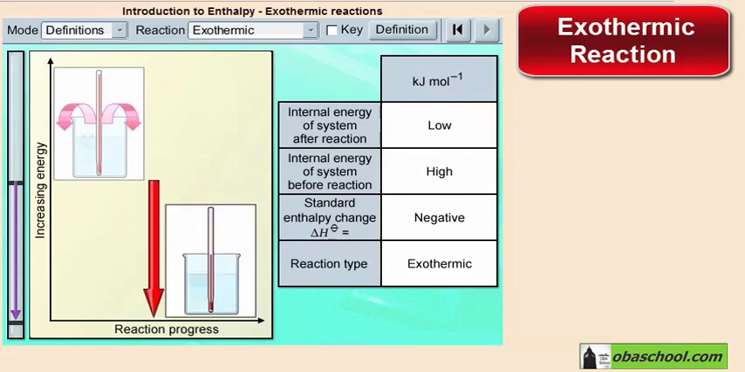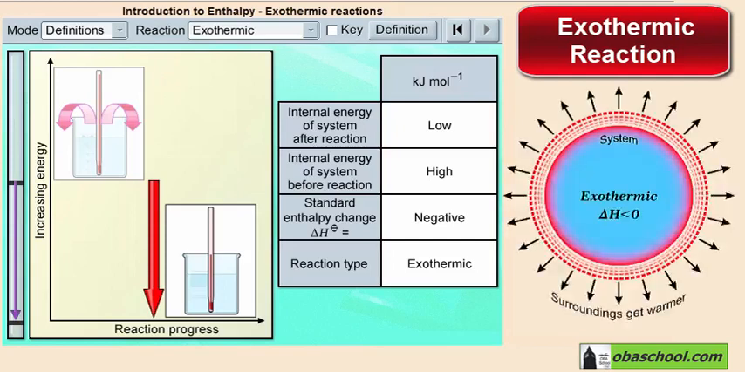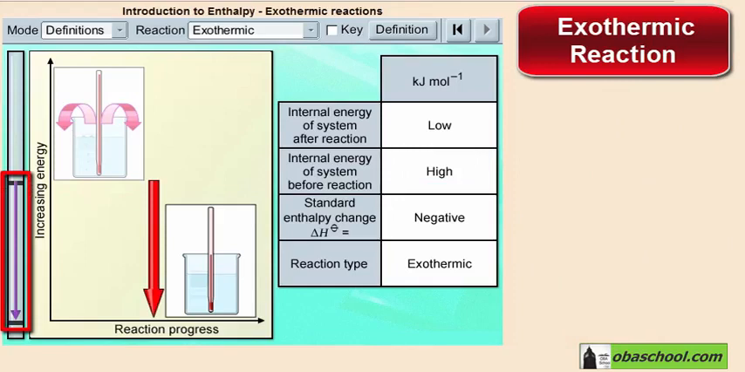So at the end of this process, what do you notice about the energy exchange that takes place with the surroundings? Exactly. In this exothermic change, the system loses energy to its surrounding. So the system of the reaction will give energy to the surroundings, and this explains why the internal energy of the system after the reaction is low. This purple arrow over here shows this decrease in internal energy of the system.